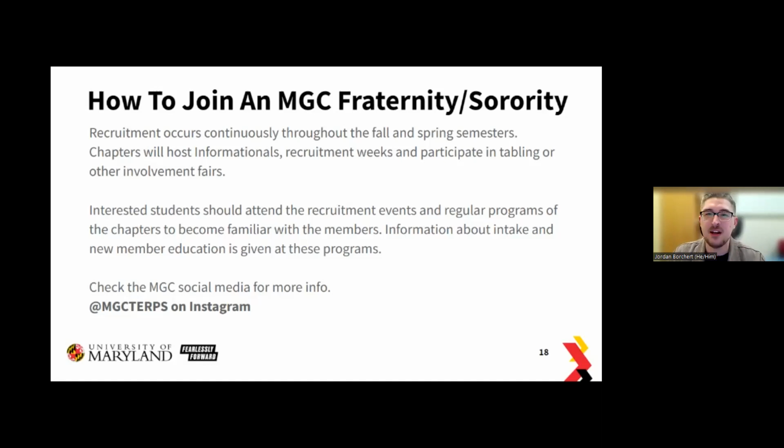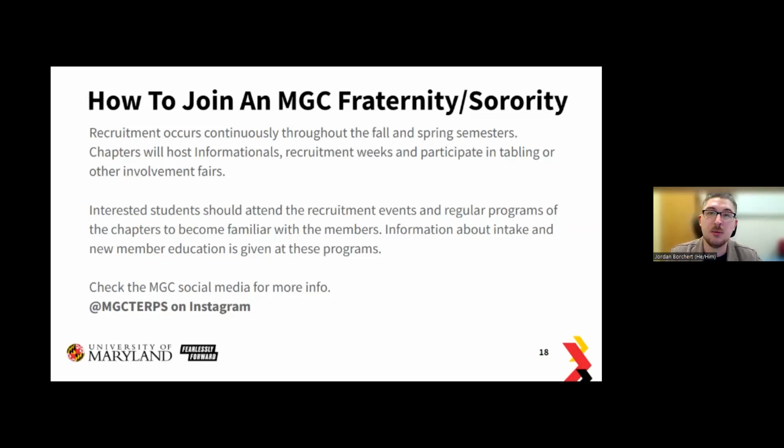So Second Look Fair is typically where some of our MGC organizations will table and be able to have conversations again about the benefits of joining, expectations, and being transparent about what that process looks like. So if your students are interested in the Multicultural Greek Council, they should attend those recruitment events, regular programs of the chapters to become familiar with the members.